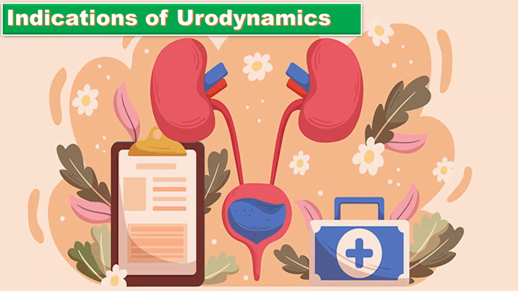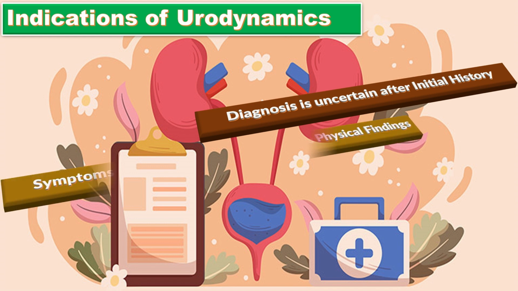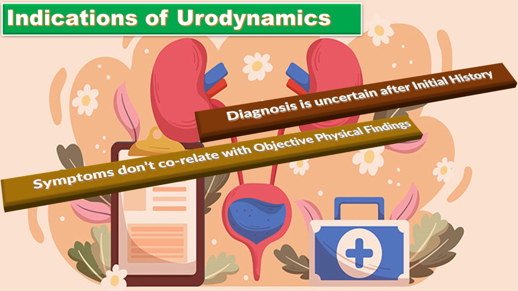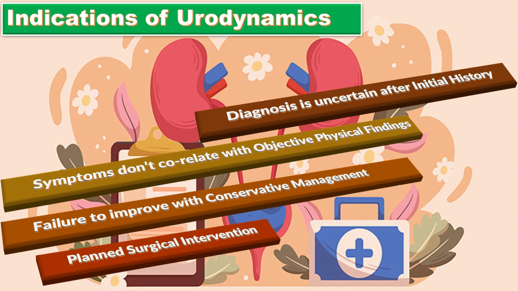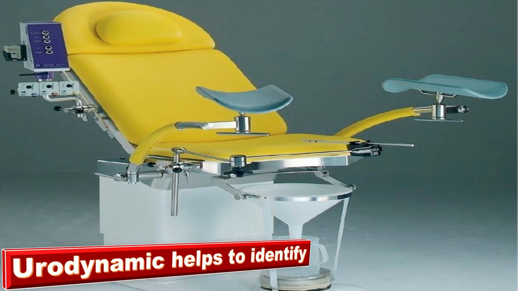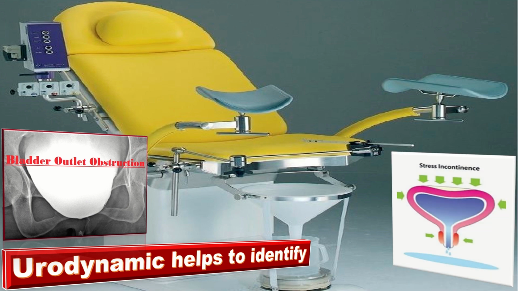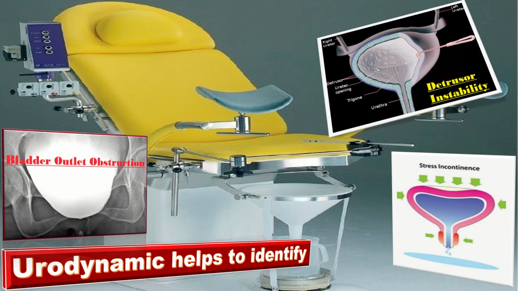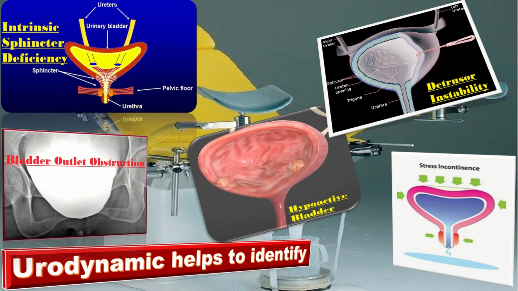Urodynamics are indicated when the diagnosis is uncertain after initial history, when the symptoms do not correlate with objective physical findings, failure to improve with conservative management, and when we plan surgical interventions. Urodynamics help to identify bladder outlet obstruction, stress urinary incontinence, detrusor instability, hypoactive bladder, and intrinsic sphincter deficiency.